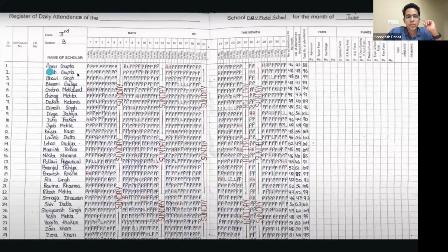You can see here there are student names and there are 30 days here. Ultimately they are calculating the number of days a student was present, absent, and late. Based on this, the school can decide if they want to intimate the parents about the absence of students, etc. So we wanted to try digitizing this attendance sheet.